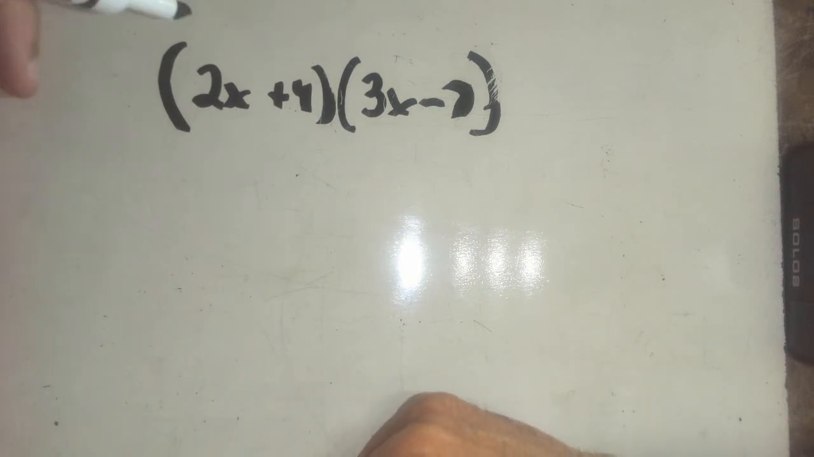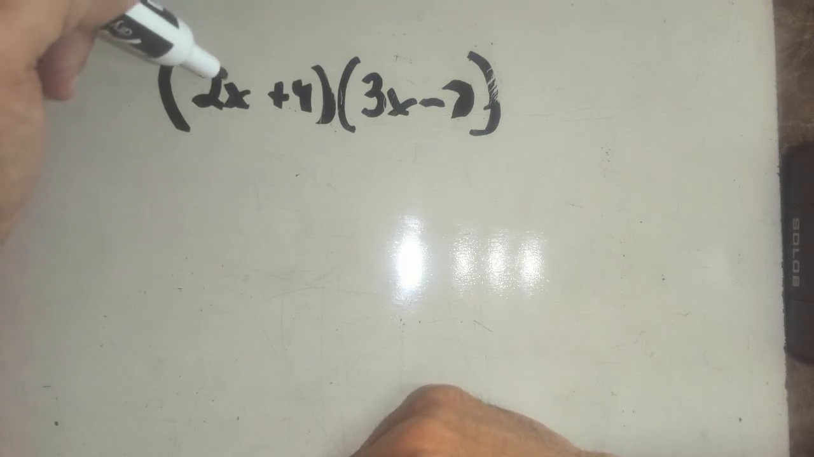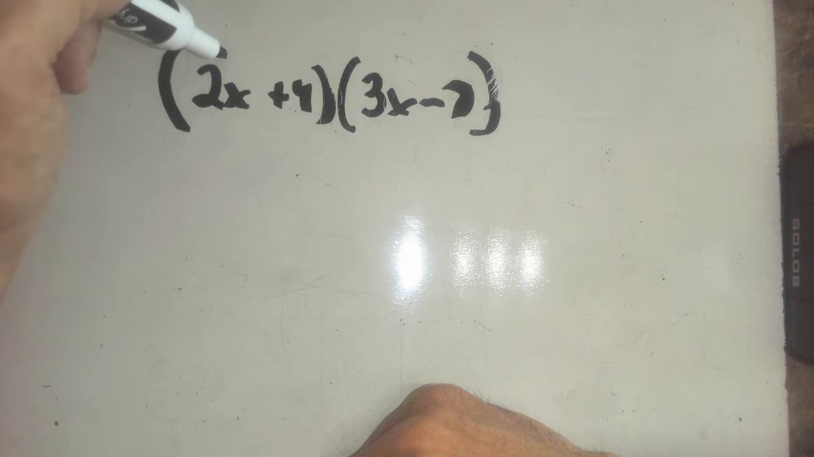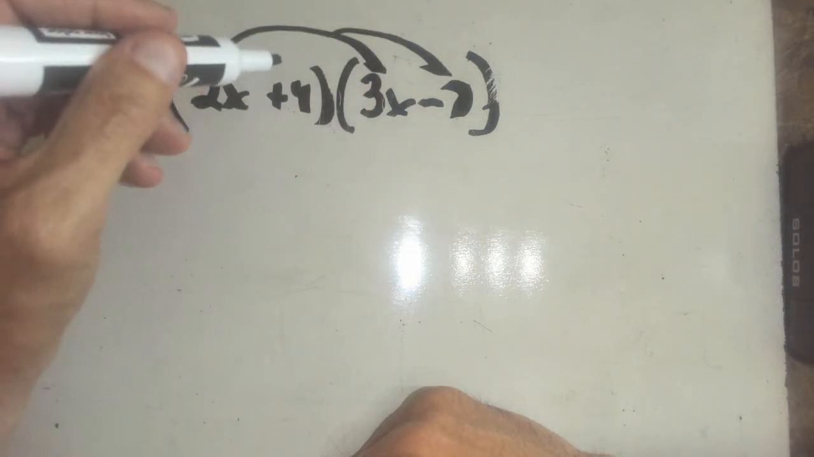Okay, one way you can approach this, there's two ways. You can use the distributive property, or you can FOIL. I'm going to go with distribute. So I'm going to take the 2x term here, and I'm going to distribute it to the 3x. I'm going to distribute it to the negative 7.